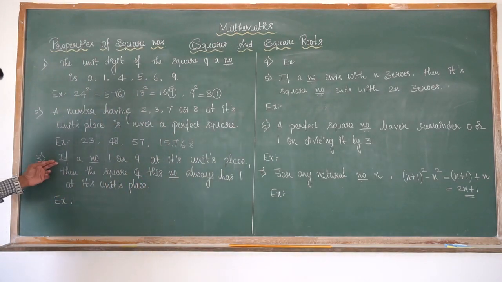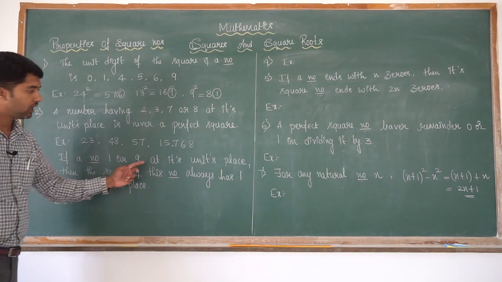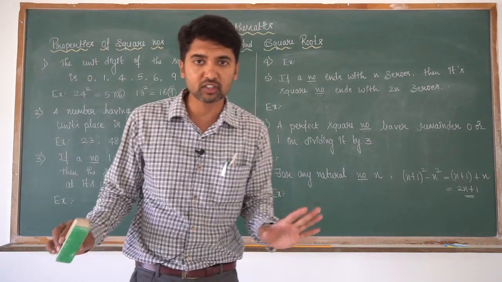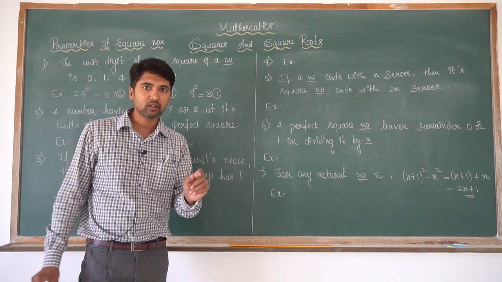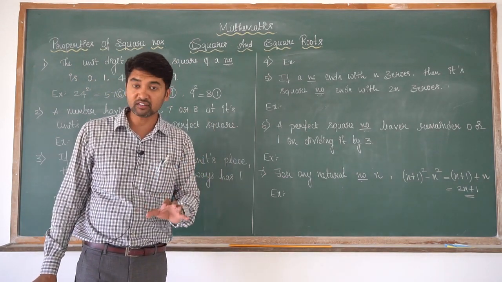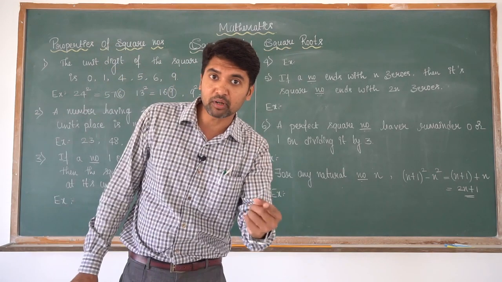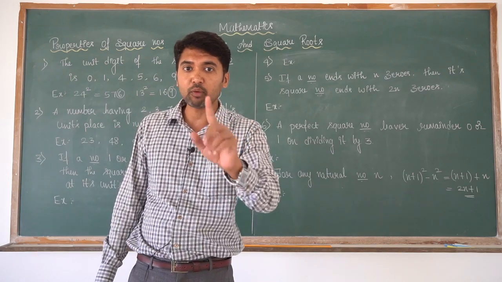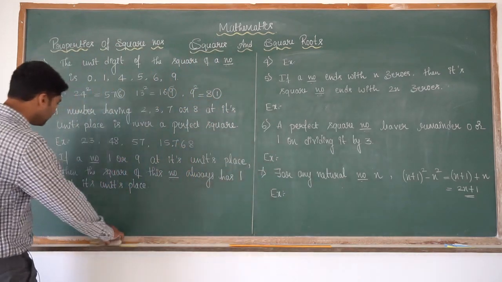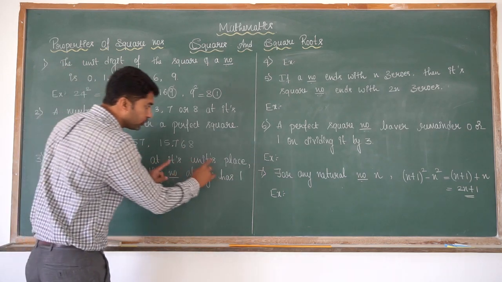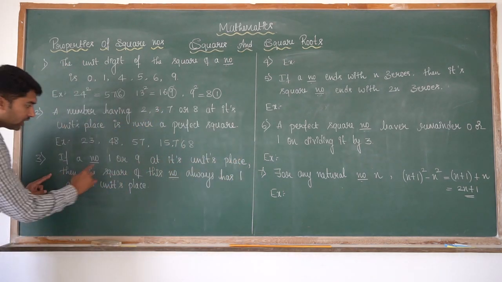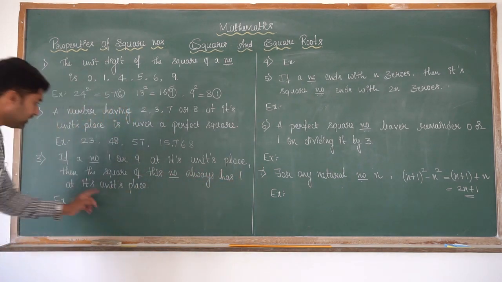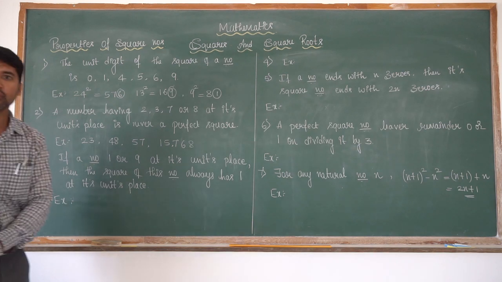Next property, if a number has 1 or 9 at its units place, try to understand, I am speaking about just a number. If a number has 1 or 9 at its units place, then the square of that number will have 1 only. I mean the unit digit of the square of a number will be 1. Try to understand it very clearly. If a number has 1 or 9 at its units place, then the square of this number always has 1 at its units place. What do you mean by this?